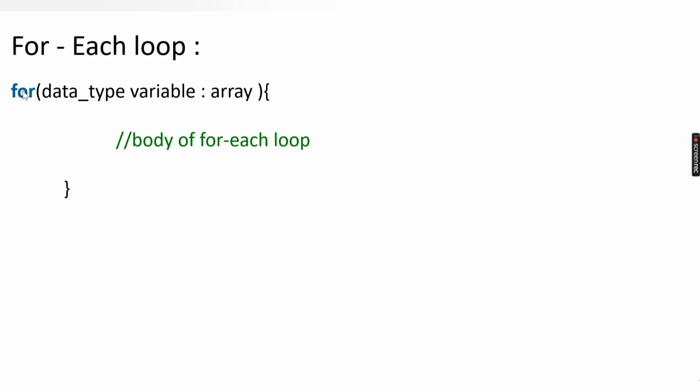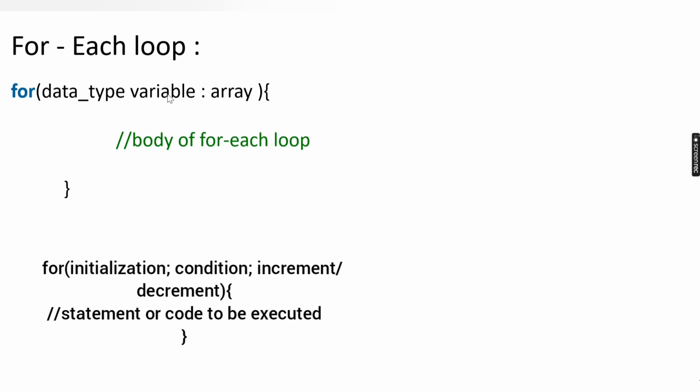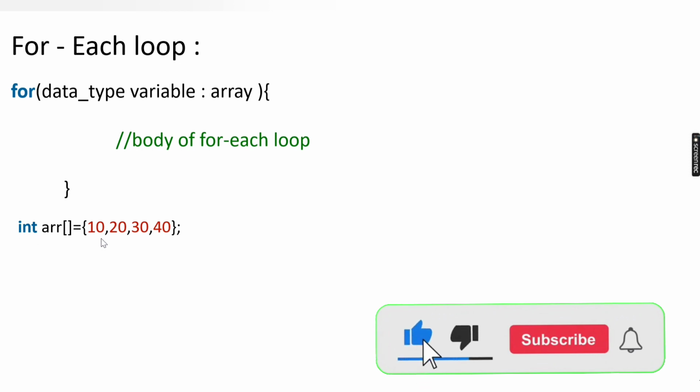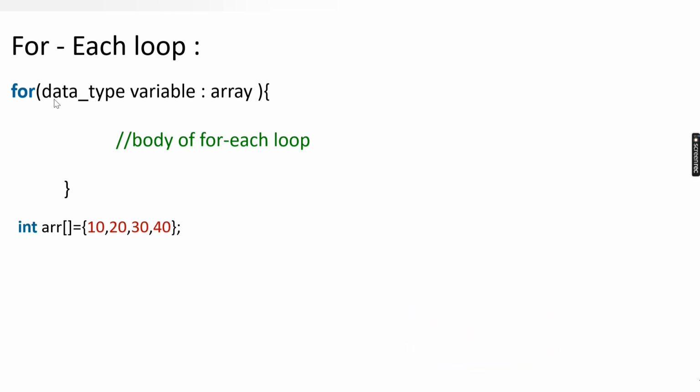We know for a normal for loop, we first initialize the variable, then we provide the condition, and then we provide the iteration, right? But in a for each loop, you just need to provide the keyword for, then a variable and the data type of that variable. This data type will be the same as that of your array, and the variable will store the array elements one by one. For example, if you have an integer array that stores the values 10, 20, 30, 40.